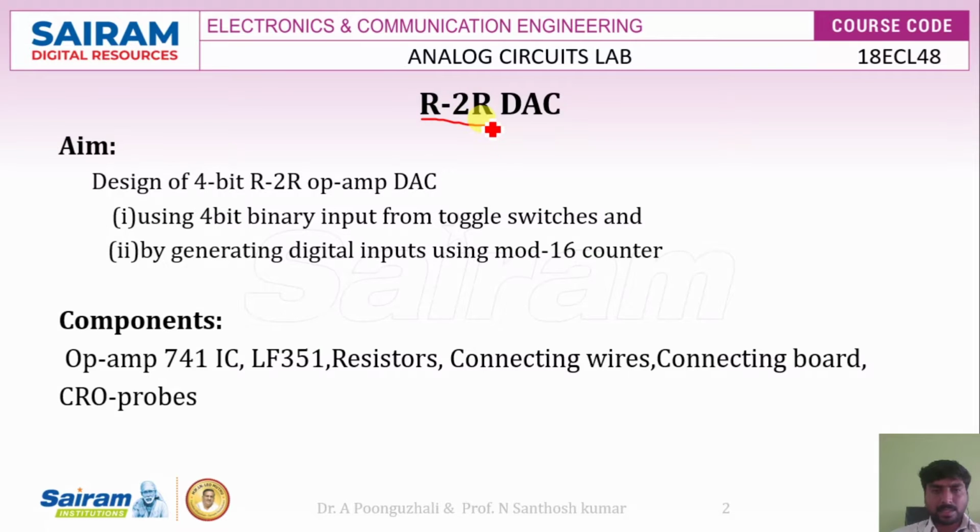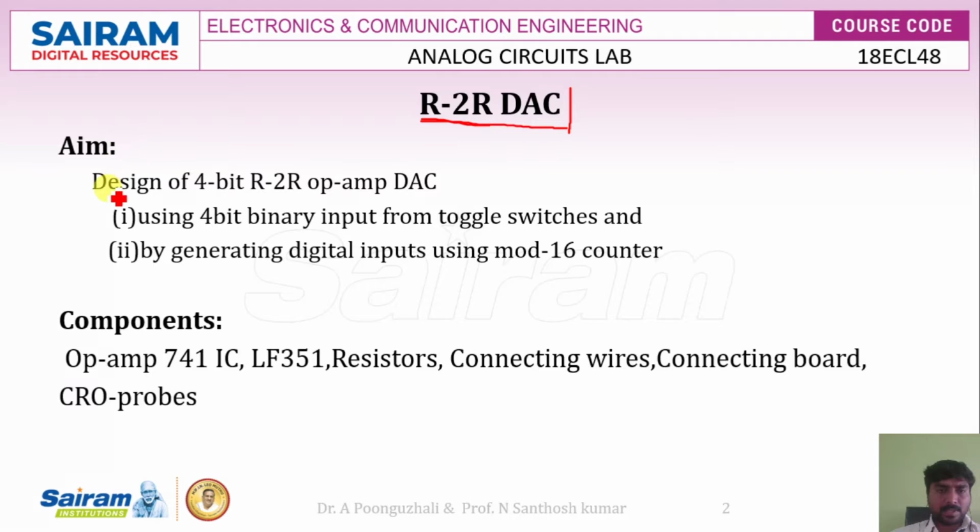Why we call it R2R is that here we'll be having precision resistors whose values will be R and 2R. In a weighted resistor DAC, as the number of bits increases, the weight of the resistance also increases. Because of that, we use the R2R DAC to overcome that problem.